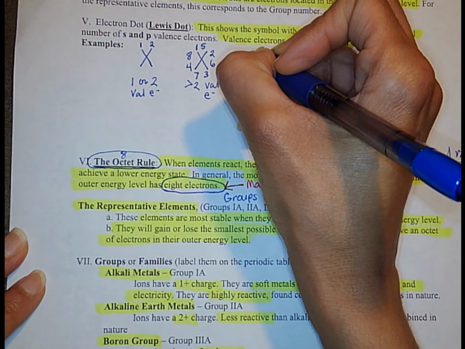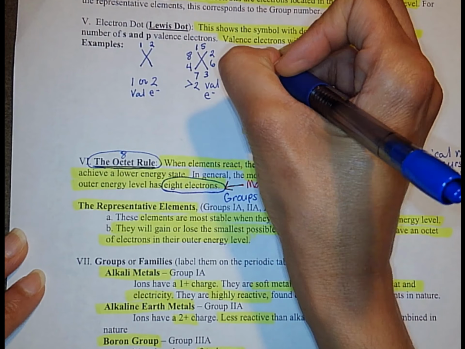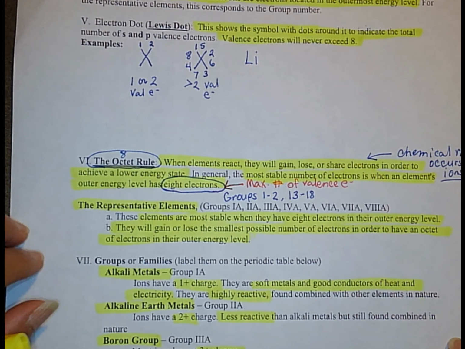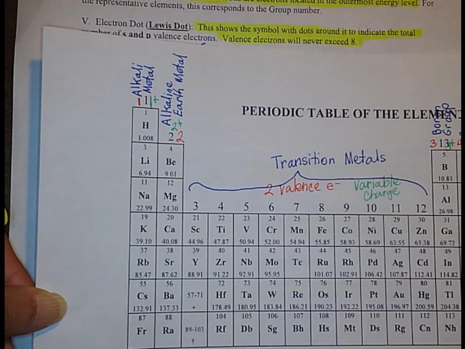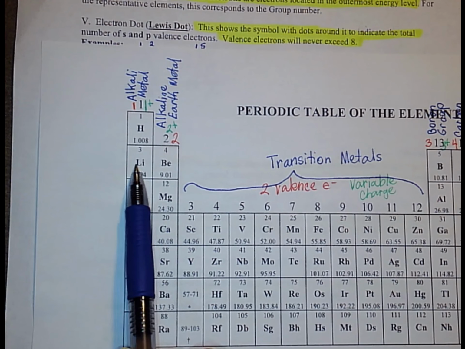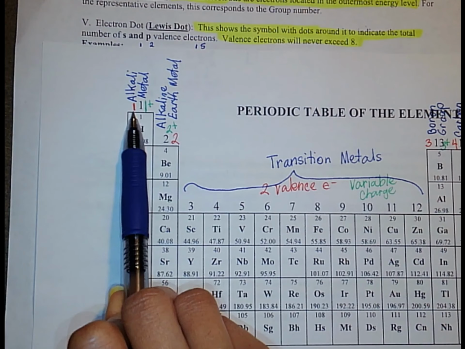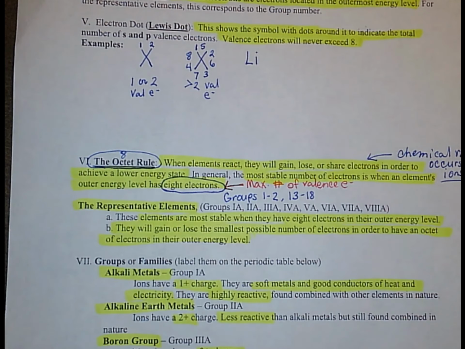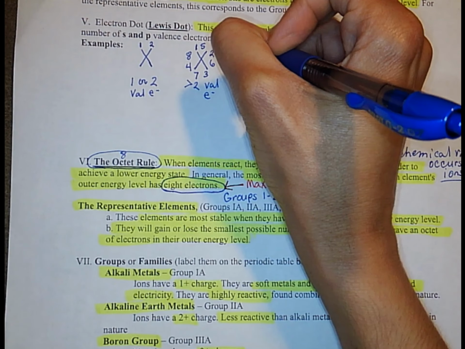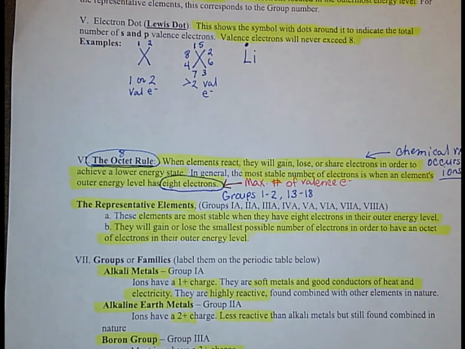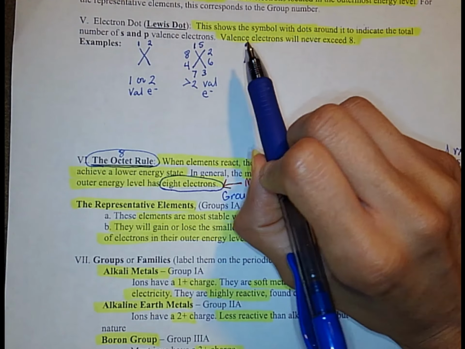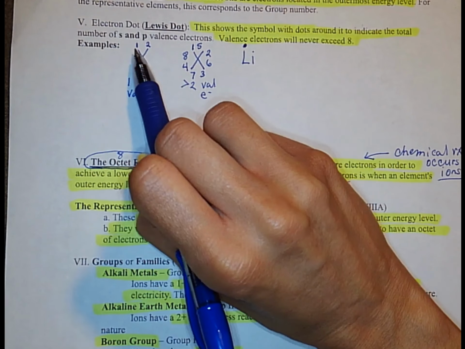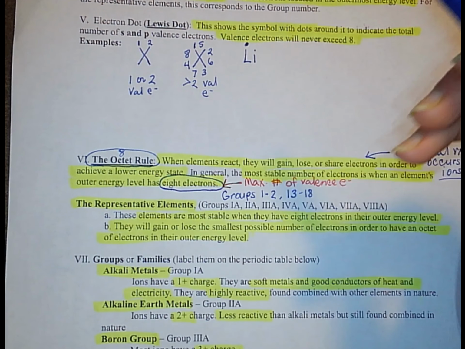Let's write the Lewis dot structure for lithium. If you look at lithium in your periodic table, lithium is in group 1, and it has 1 valence electron. So you would write the valence electron right here, because each valence electron is denoted as a dot. That's where number 1 goes, right here.